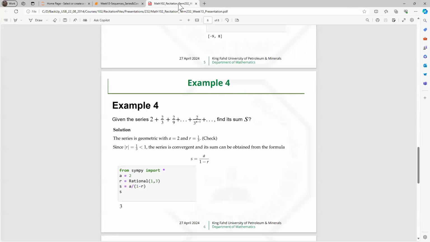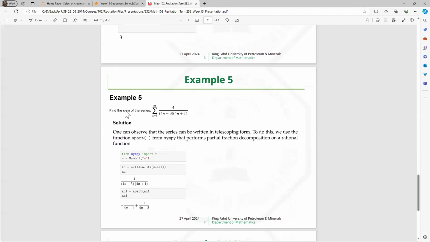Okay, the last example, we will have this series, which is the sum from k equal to 1 to infinity of 4 divided by (4n minus 3) times (4n plus 1). You could observe that this seems to be a telescoping series. So to do this, we use the function apart. The command apart from SymPy performs a partial fraction decomposition of a rational function.